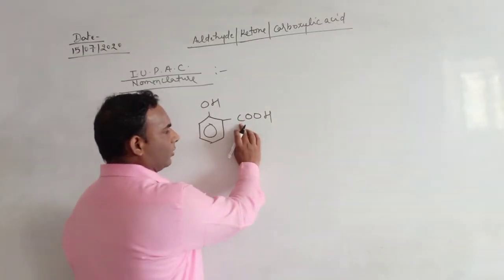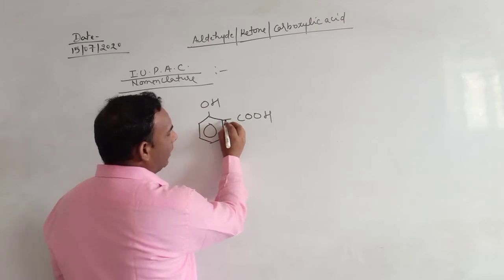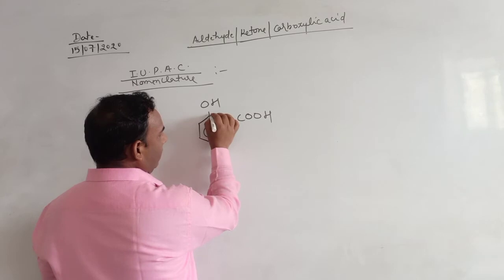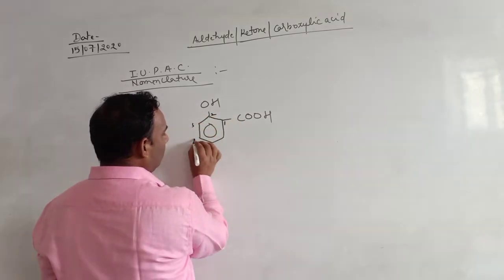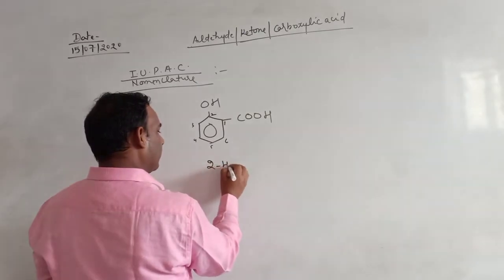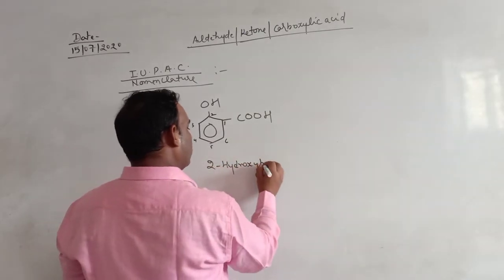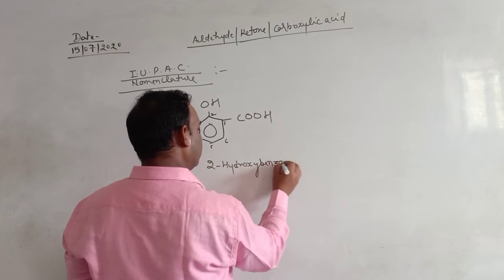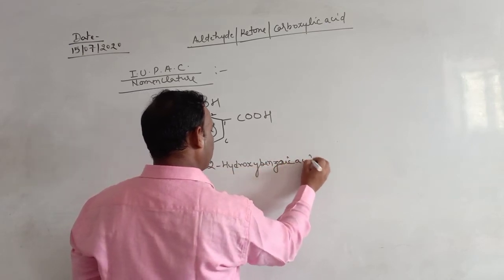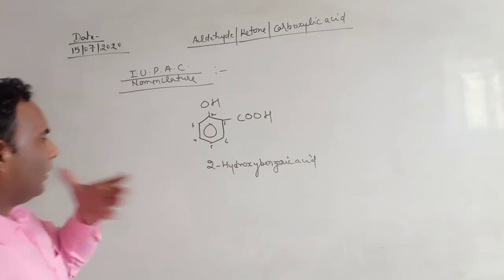This group is carboxylic and it is prior. That's why the numbering starts from this carbon atom. 1, 2, 3, 4, 5, 6. 2-hydroxy benzoic acid. Its IUPAC name is 2-hydroxy benzoic acid.